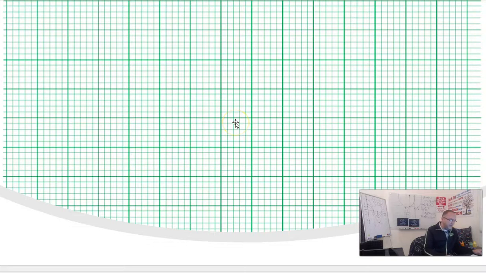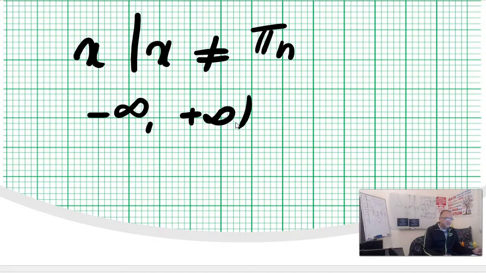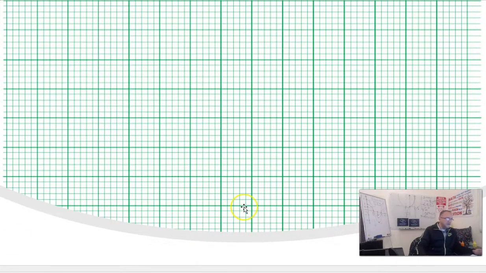And the domain, again, is x such that x is not equal to those vertical asymptotes, 0 plus pi n, or pi n, okay? And the range is minus infinity to plus infinity. Now, let's go ahead and sketch it. And it's very easy to sketch again.